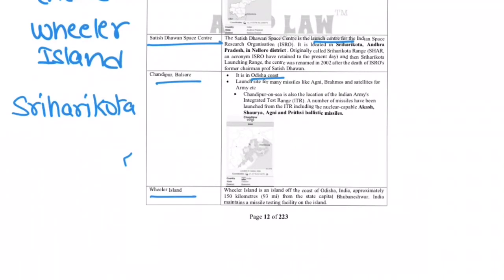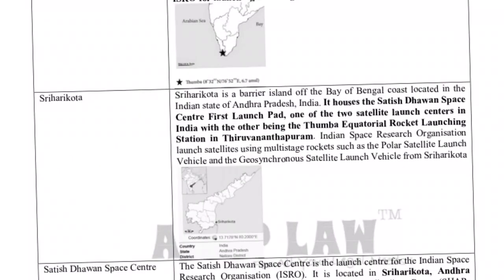Now take a look at this. Remember we saw in 2011 Delhi Judiciary paper had a question on Wheeler Island. Now what is Wheeler Island? An island off the coast of Orissa, India, and it has a missile testing facility on the island. So it can be used for missile launch or missile testing. That is the theme. Now you see here that over here we provided Sriharikota. Sriharikota is also a barrier island, and it houses the Satish Dhawan Space Center. It is a launch pad, one of the two launch pads.